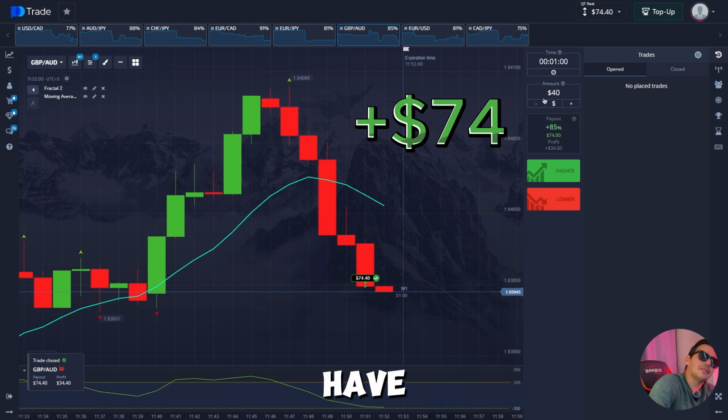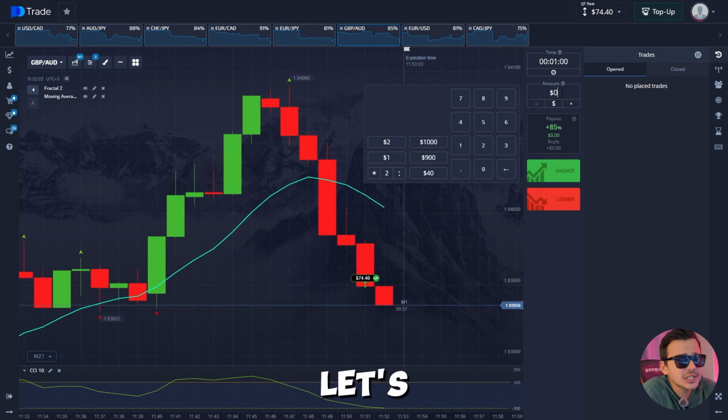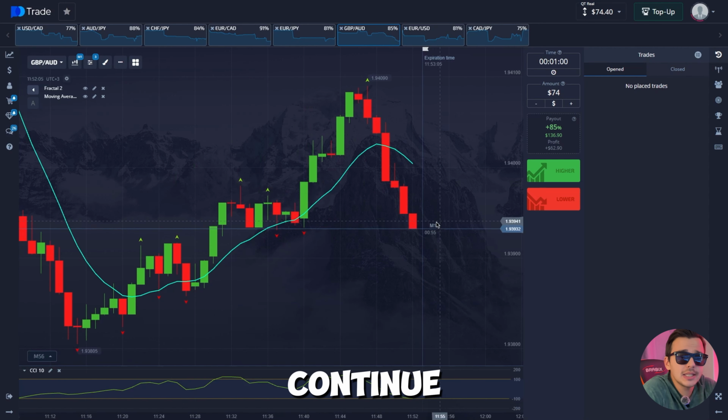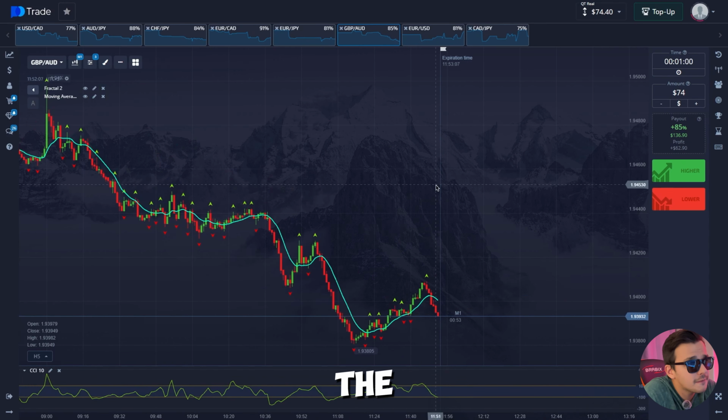And the first trade we have easily closed in plus. Let's change the amount of the trade value and continue our trade. Let's choose the following currency pair.